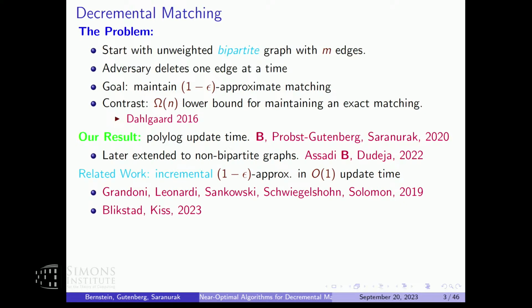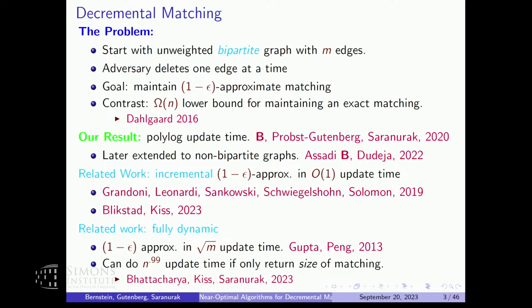But the direct contrast to our work is an incremental result, similar, even better, constant update time, which was known before. But the fully dynamic case is very hard. If you want a 1 minus epsilon approximation, you need something like root update time, or you can do a tiny bit better if you only care about the size of the matching. So basically what we're able to show is that both decremental and incremental are easy, and it seems to only be their combination that's hard.